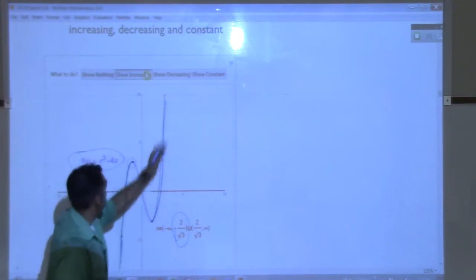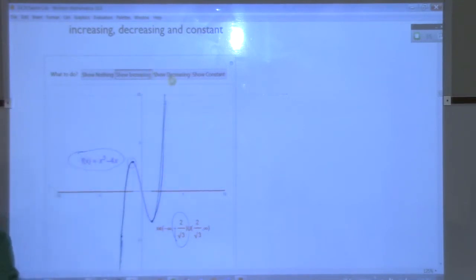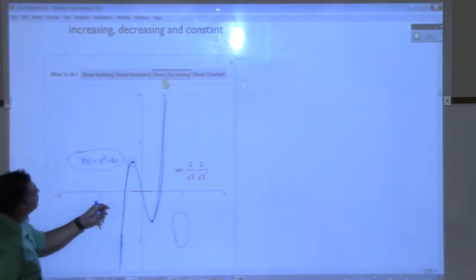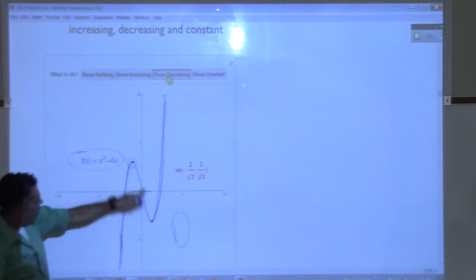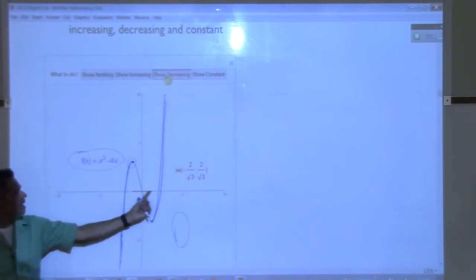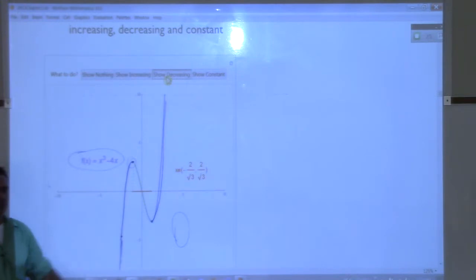Increasing, increasing, and then our decreasing part is just that part in the middle. This, where'd it go? Yeah, it's right here. From here to here, it's decreasing. So just that little interval is the only place where our function's decreasing. And then what about constant?